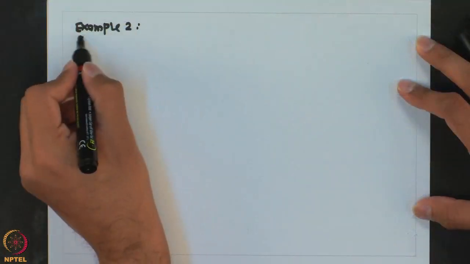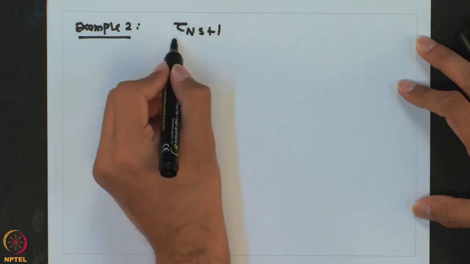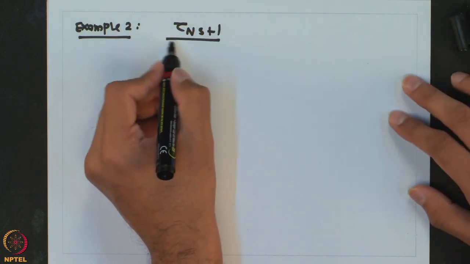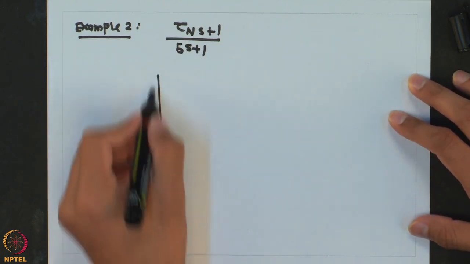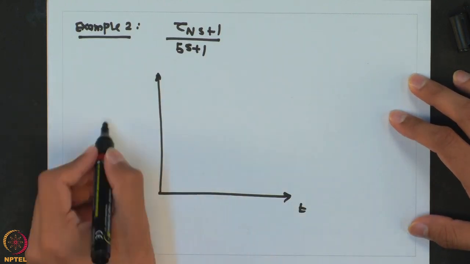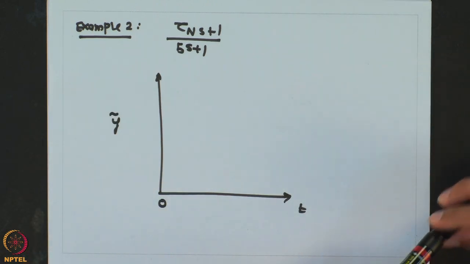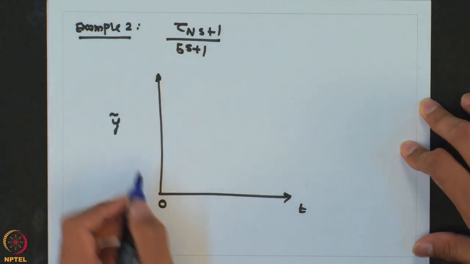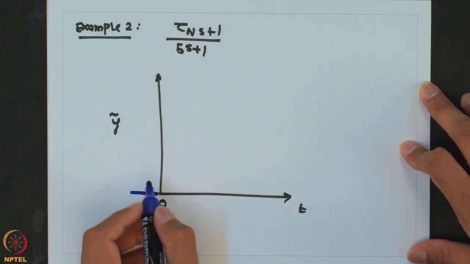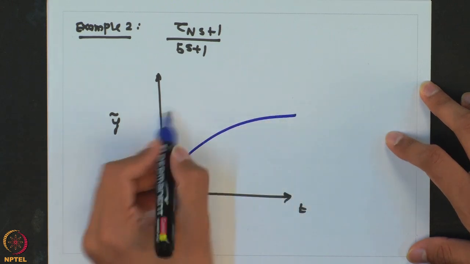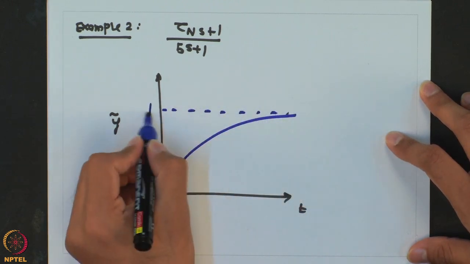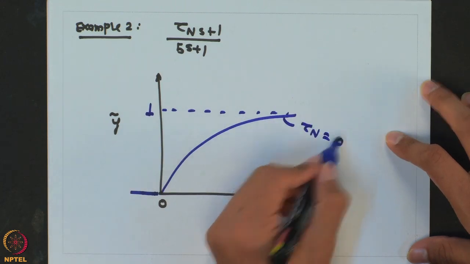We can take another example, this time the first order numerator and first order denominator. And again we can try to find out the response. When tau n is equal to 0, we will have 1 over 5 s plus 1. So, the response stays at 0 and then goes to 1 as a first order response. So, this is when tau n is equal to 0.